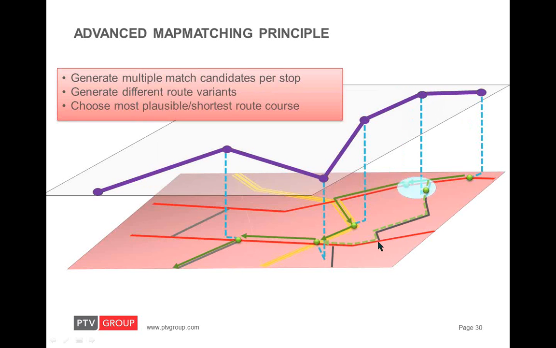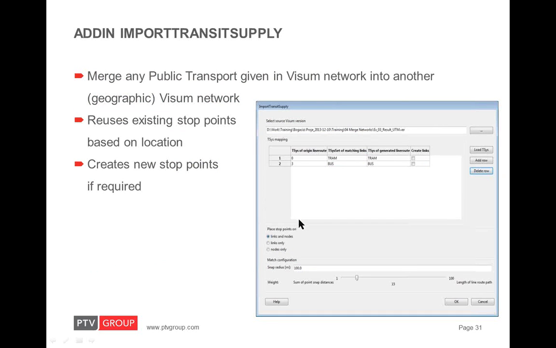Okay, so this process in Visum is again a rather simple approach. You open the dialog for the import transit supply. What you have to do is match the transportation system set between the different networks. You have to choose some parameters on the matching algorithms, and then it will automatically run.